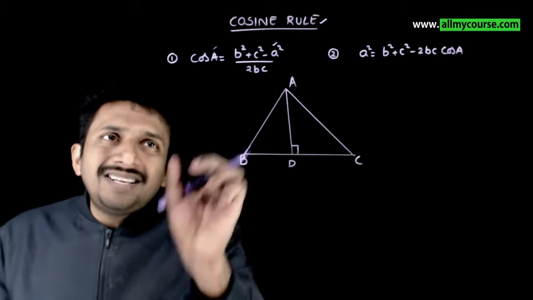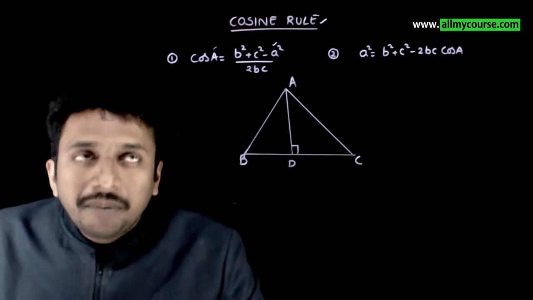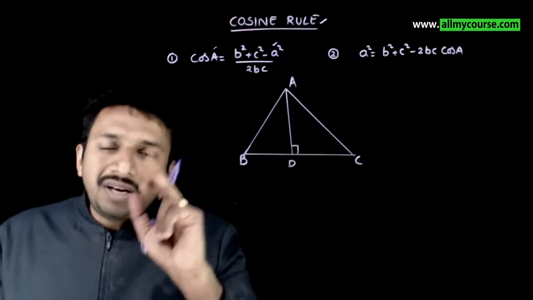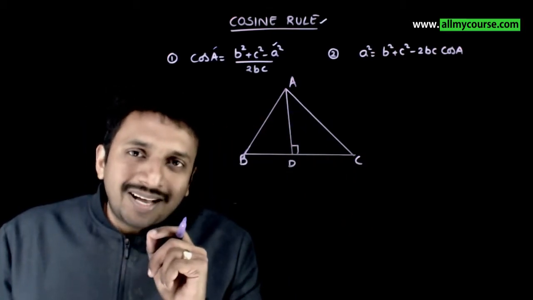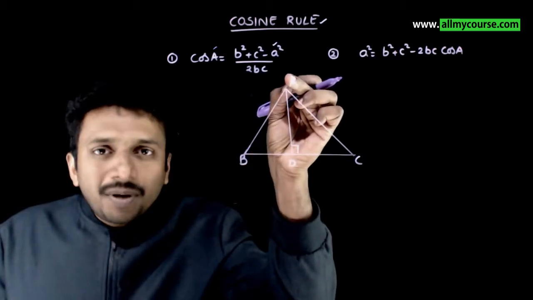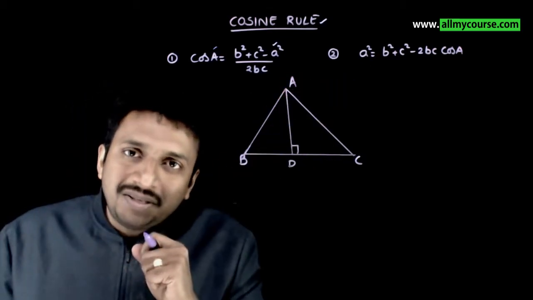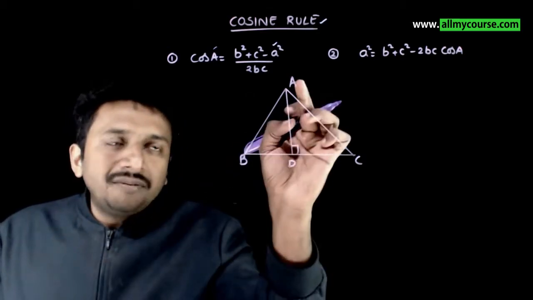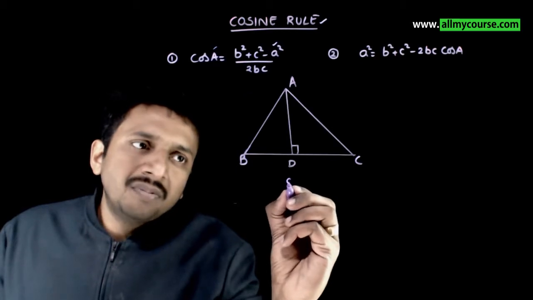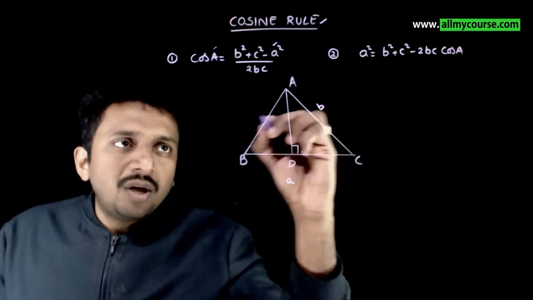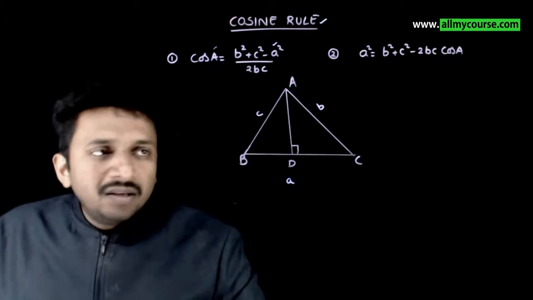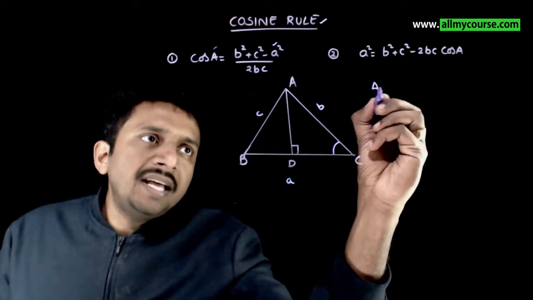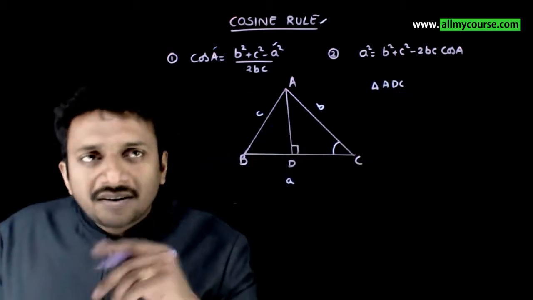So now let us see a sample derivation for the cosine rule. If you take a triangle ABC, to derive the cosine rule, the construction that we do is drop a perpendicular from A onto the side BC. Let the foot of the perpendicular be D. Now the side opposite to vertex A is small a, this is small b, this is small c. Now this angle is C, so triangle ADC is a right angle triangle.